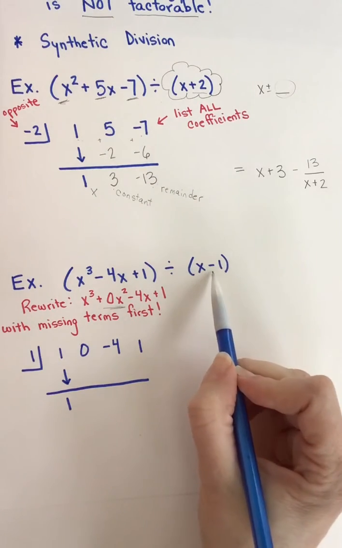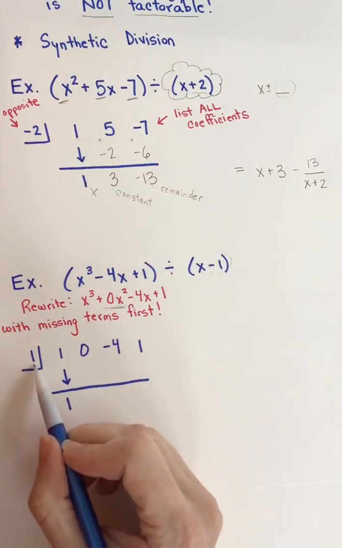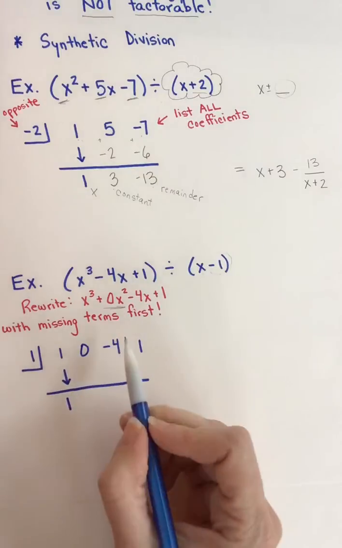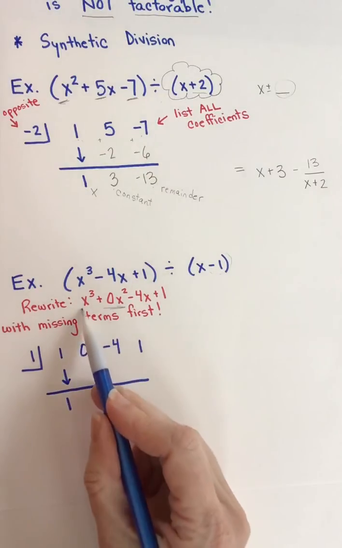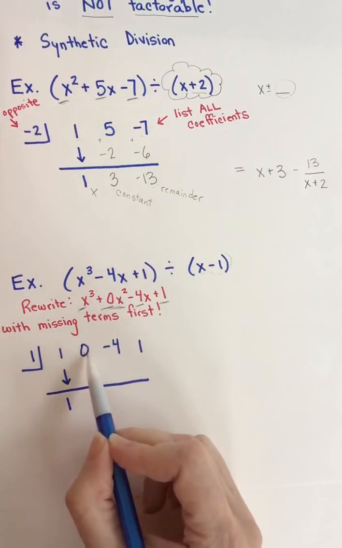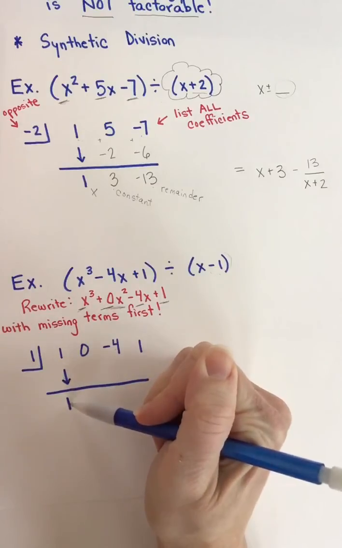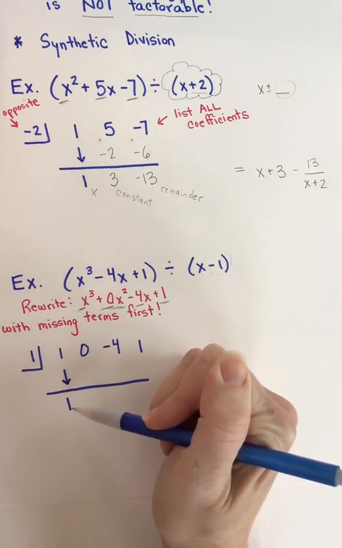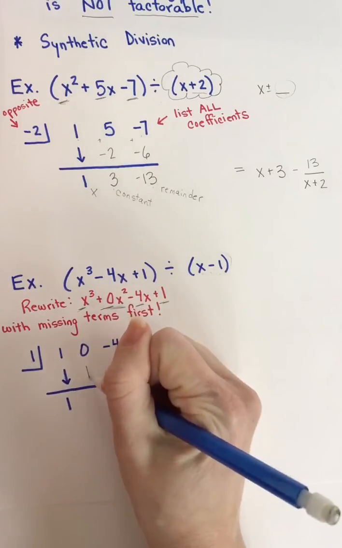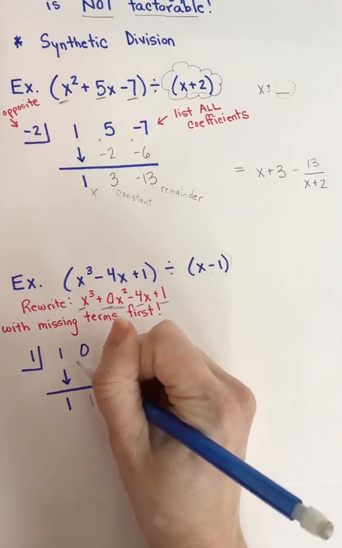I'm dividing by x minus 1, so the opposite number goes in the penalty box. I had a negative, I put in a positive. I write the coefficients, numbers in front, 1, 0, -4, 1. Those will be the columns that I will play with. I start the game, I bring down the 1, and now remember it's going to be a combination of multiplying with addition. 1 times 1 is 1, 0 plus 1 is still 1.